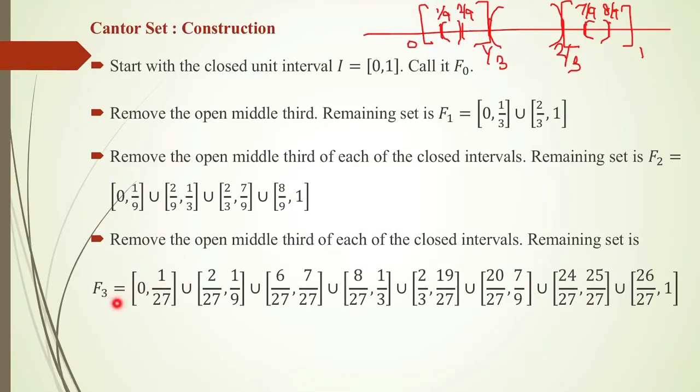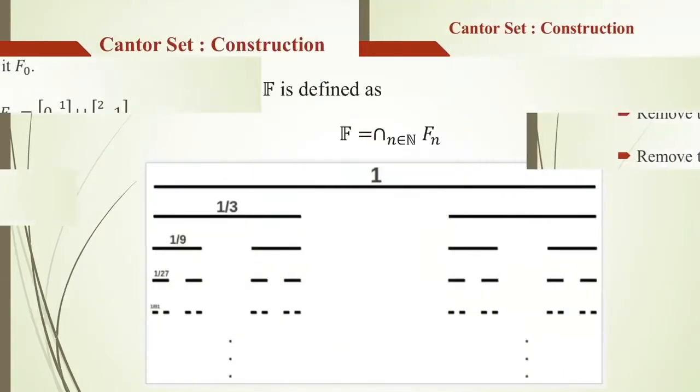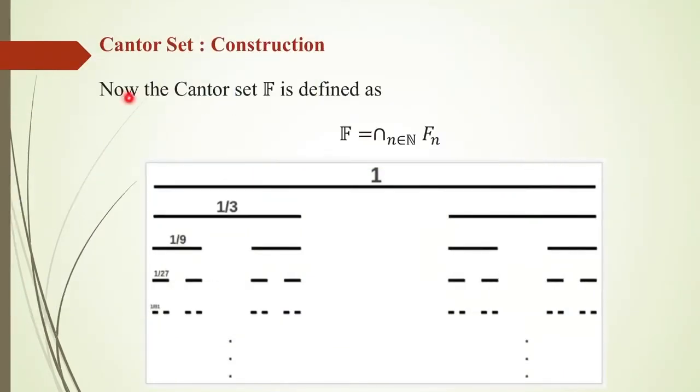In the third step we have 8 closed intervals. In the second step we have 4, which is 2 squared closed intervals, and in the first step we have 2 to the power 1 closed intervals. And we continue this process infinitely many times. The Cantor set F is defined as the intersection of all these Fn's. We denote it by bold F. F is equal to the intersection over n in the natural numbers of Fn. Here you can see the construction.